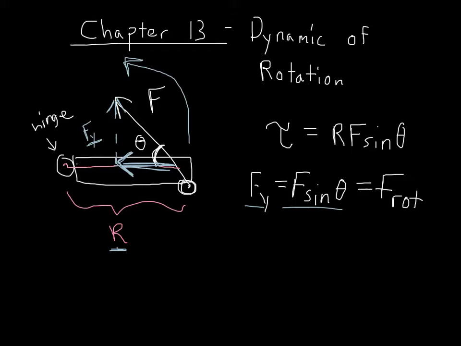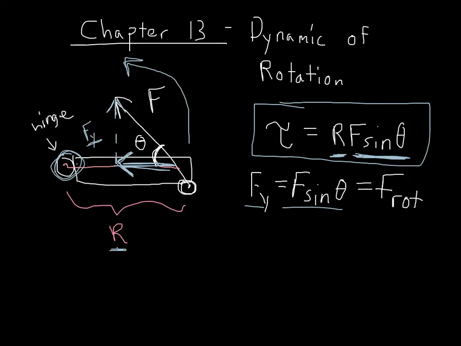So now we can understand what this R is. R is the radius, the distance from your pivot point. And F sine theta is the amount of the force that you're applying that's in the direction that will allow you to rotate. So our general equation for torque is tau equals R times F times the sine of theta.